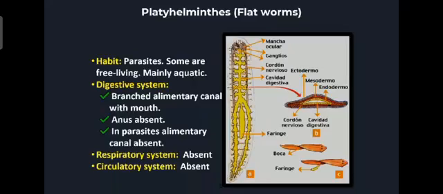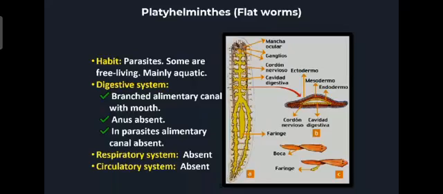Then here you will find the organ level of body organization. Till now, we have studied the cellular level of body organization. Now, from here it starts, the organ level of body organization. Then, these animals are triploblastic. You know what it is. Triploblastic, 3 germ layers are there: ectoderm, mesoderm and endoderm. Then acoelomate. Acoelomate means what? Coelom is absent. So these are acoelomate animals.